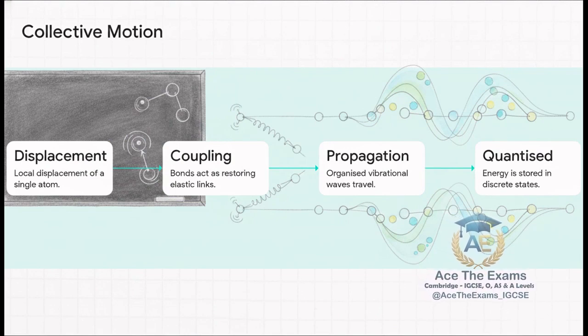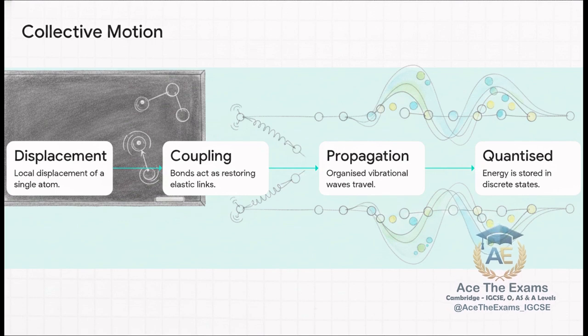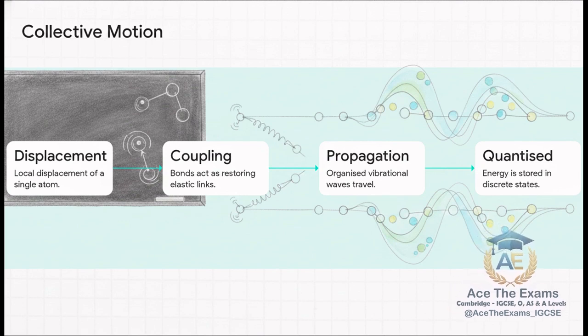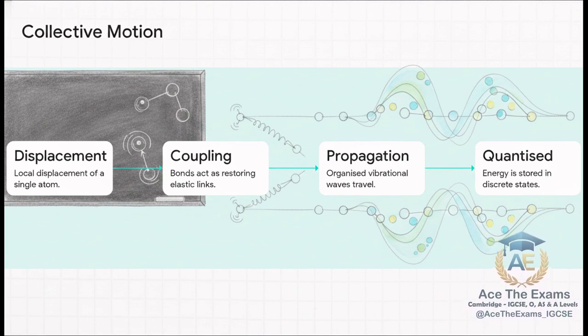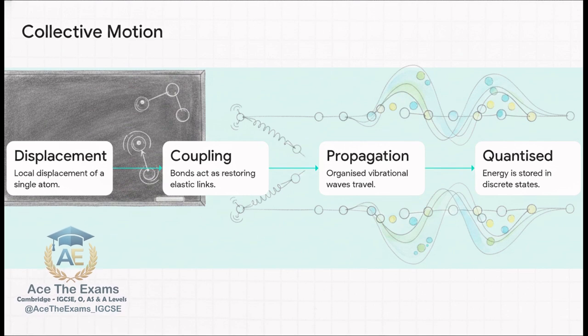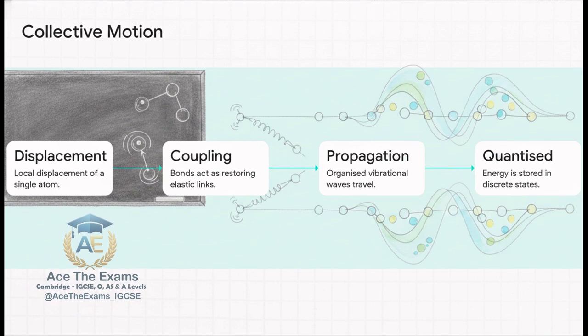Just imagine sketching atoms on a blackboard, joined conceptually by little elastic links. Now, what happens when just one single atomic position is disturbed? That gives us step 1, local displacement. But because of those elastic restoring links acting almost like little springs, that one moving atom is going to yank on its neighbors. And that brings us to step 2, elastic coupling.